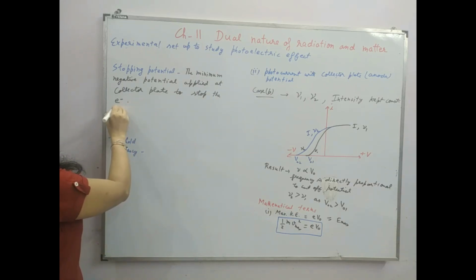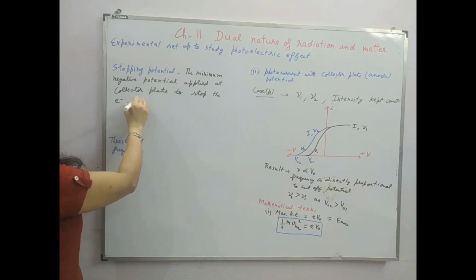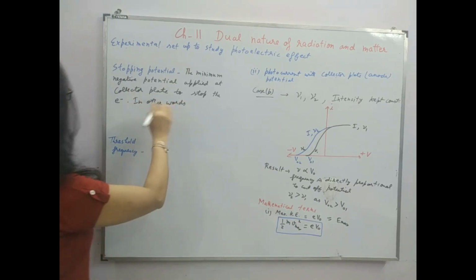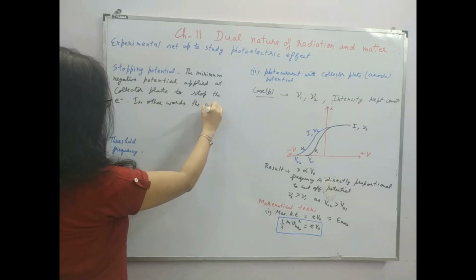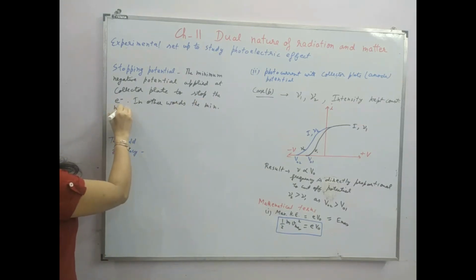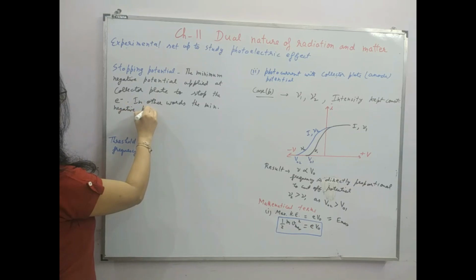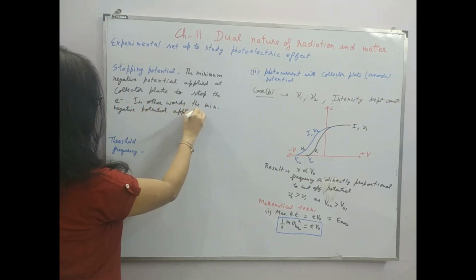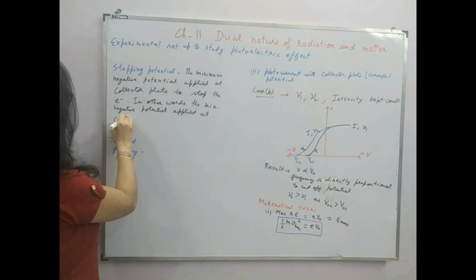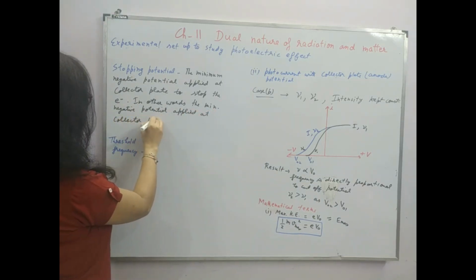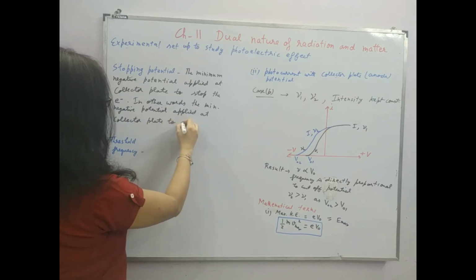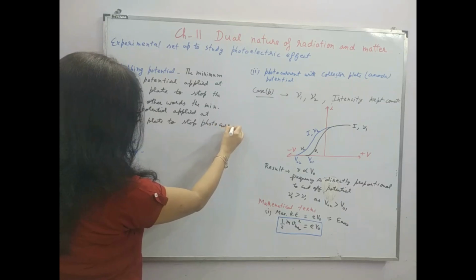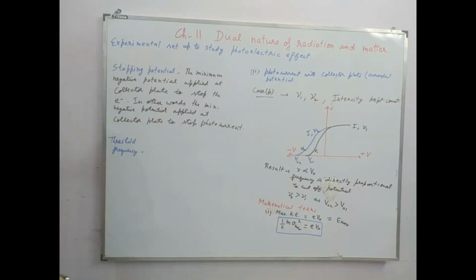So that means, in other words, the minimum negative potential applied at collector plate to stop photocurrent. One and the same thing. If electrons flow stops, then the photocurrent also stops.